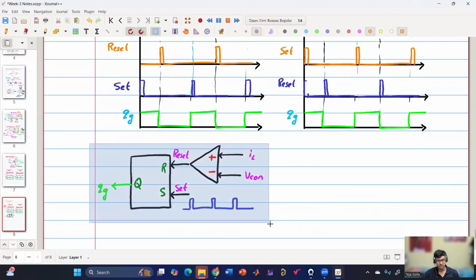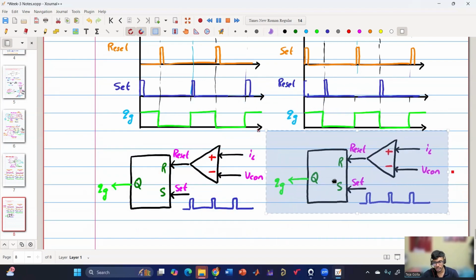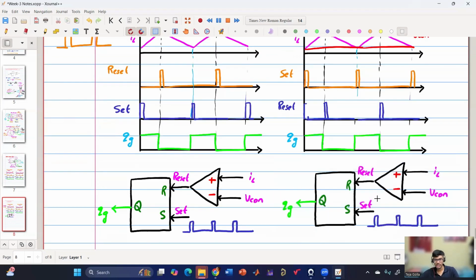Now let us use the same figure here. What will be the changes here, anyone? First of all, is the output of the comparator a set pulse or a reset pulse? Set. So that is the first change that we have to do. This is set and then this is reset, right? So let us also interchange this. So this is our set pulse, this is our reset pulse.